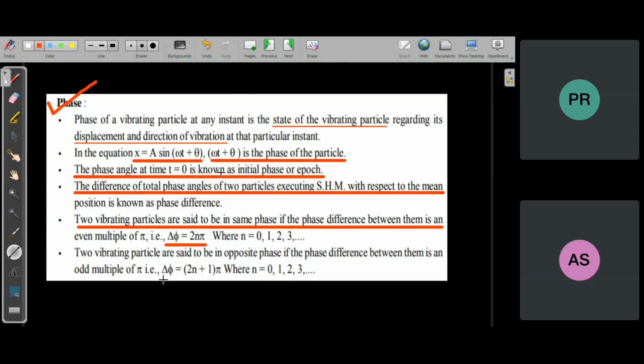Two vibrating particles are said to be in opposite phase if the phase difference is odd multiple of pi. So if the phase difference is pi or 3 pi or 5 pi, we say that the two vibrating particles are in opposite phase. Opposite phase means they have the same displacement but in the opposite direction from the mean position.